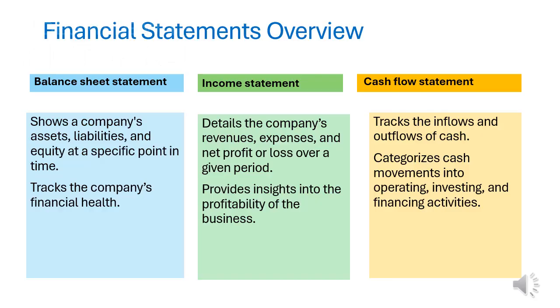Financial statements are essential tools for tracking a company's financial health. The balance sheet shows assets, liabilities, and equity at a specific point in time. The income statement details revenues, expenses, and net profit, while the cash flow statement tracks the inflows and outflows of cash.